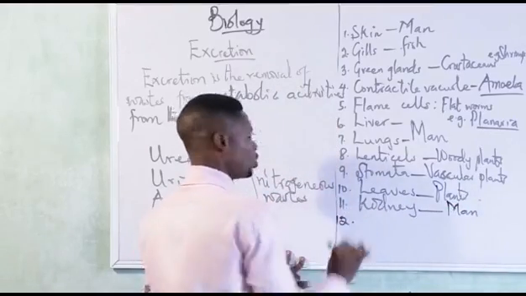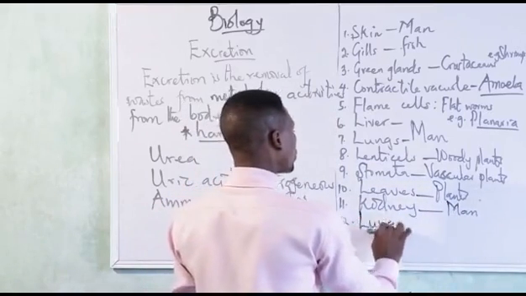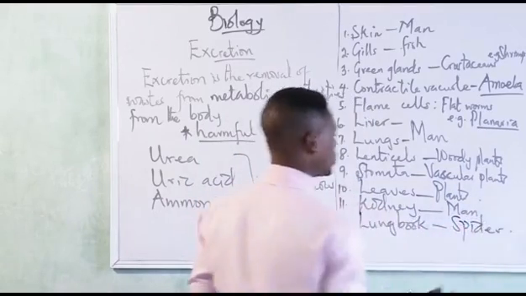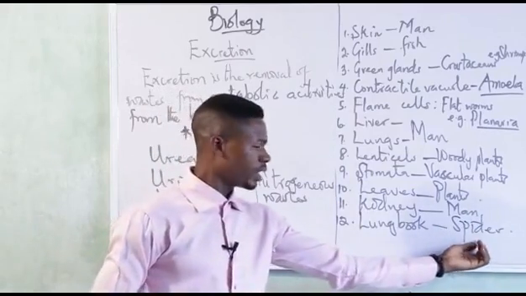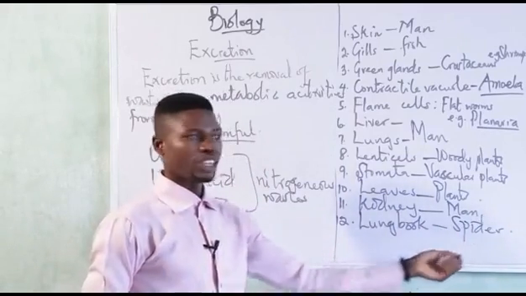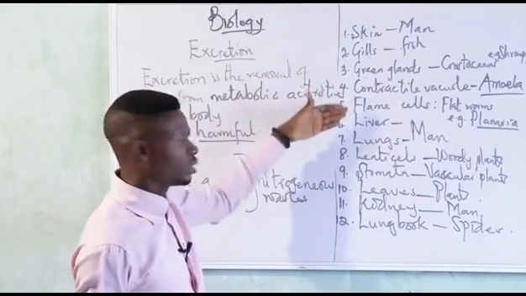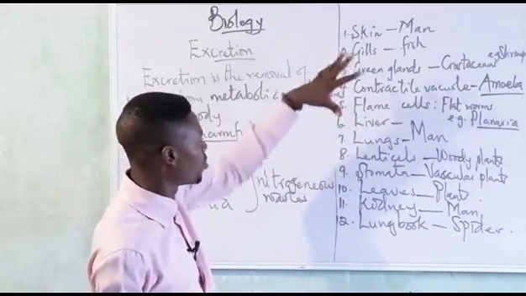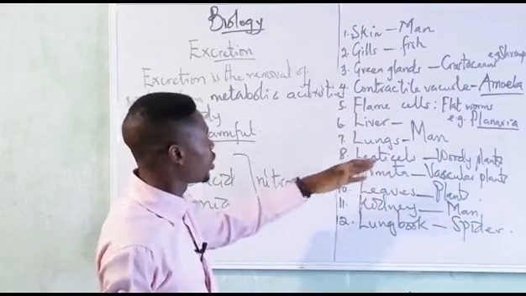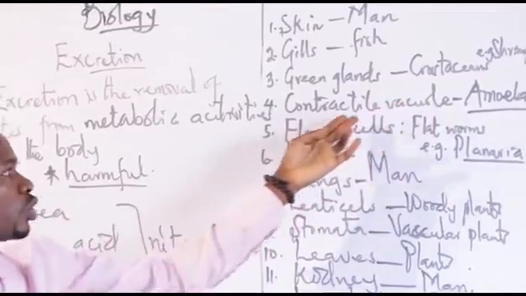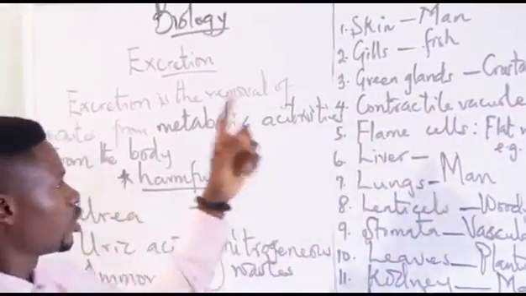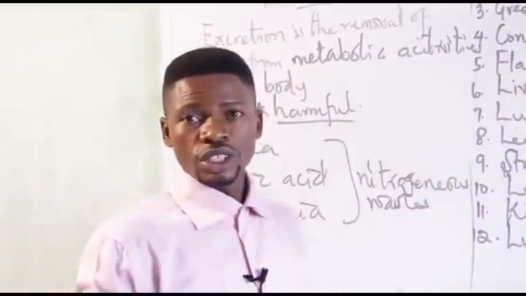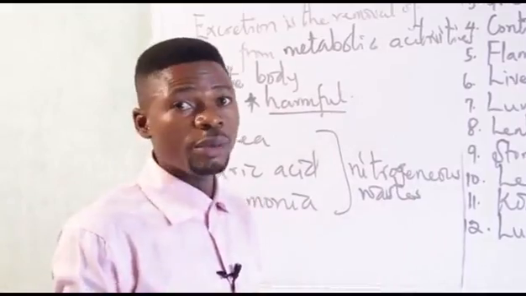Let me just make it 12 to round it up. You can also have the book lung. Yes, book lung is in spiders. Do not forget, spider is in the arachnida. Now, you see, these are organs of excretion in organisms. Here you can see that we have it for animals, for plants, as well as even lower organisms, for example, where you have the contractile vacuole that does the work of excretion, removal of waste, removal of salt, osmoregulating the body, even in primitive organisms like amoeba, your protozoans.